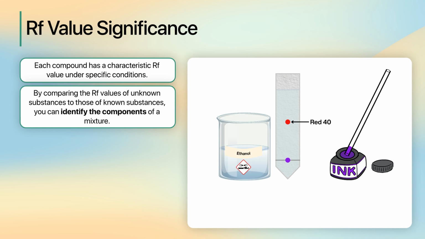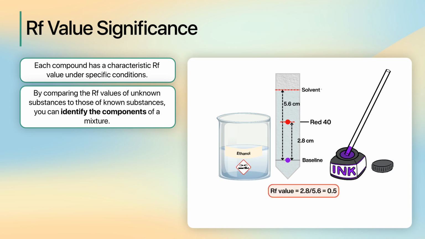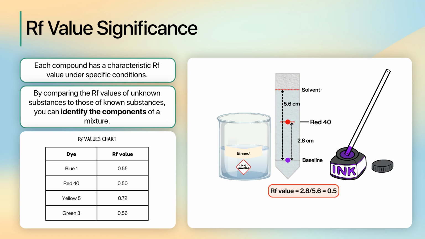The spot for the unknown substance traveled 2.8 centimeters from the baseline. The solvent front traveled 5.6 centimeters from the baseline. This gives an RF value of 2.8 over 5.6, which equals 0.5. Now you refer to a chart of known RF values obtained under the same conditions, with ethanol as the solvent. The known RF value for red 40 in ethanol is 0.5. Since the RF value of your unknown substance matches the RF value of red 40, this indicates that the ink likely contains the dye red 40.